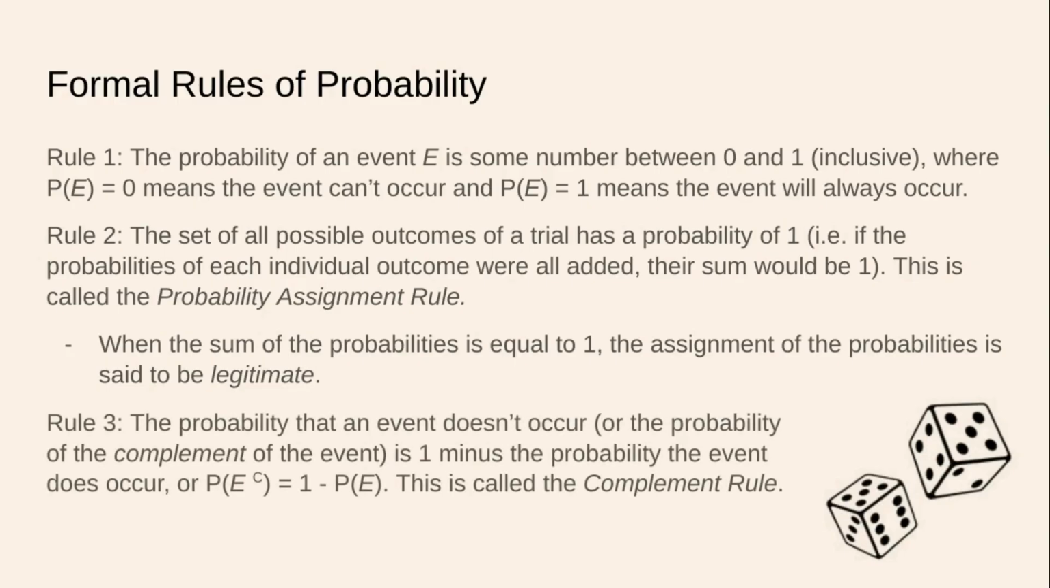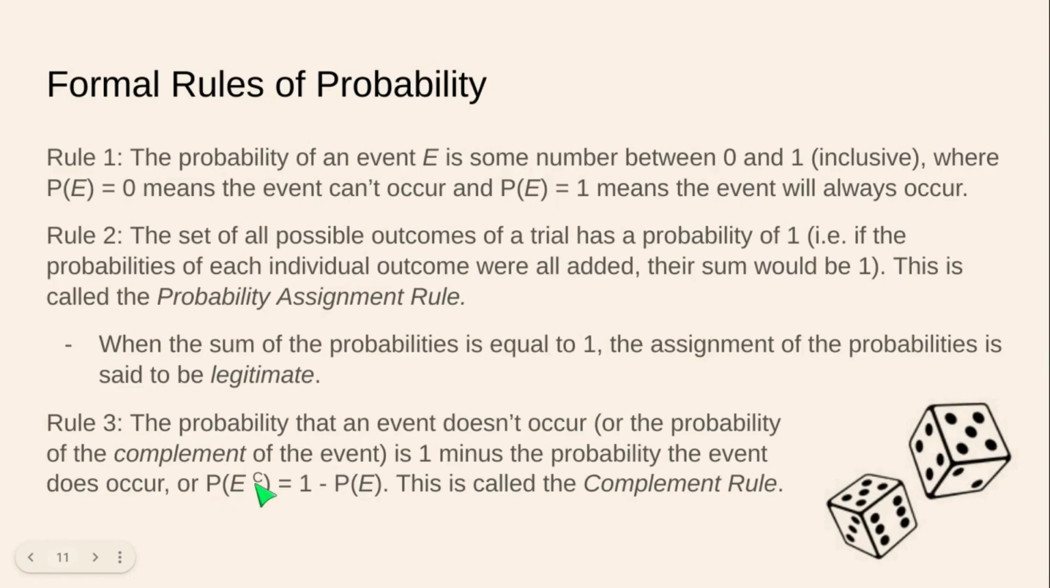Rule number 3, the probability that an event does not occur, or the probability of the complement of the event, is 1 minus the probability of the event occurring. We use this notation right here. The probability of E with this little superscript C, although that's not an exponent, just means the complement of the event.